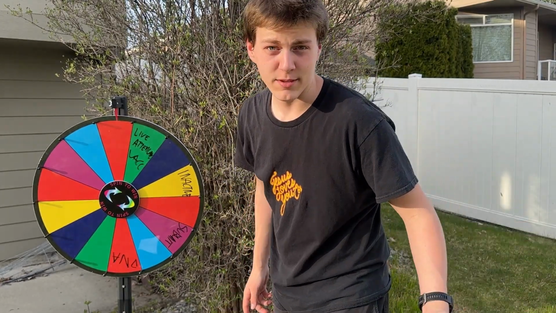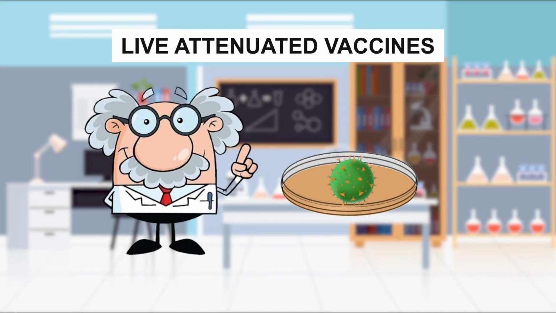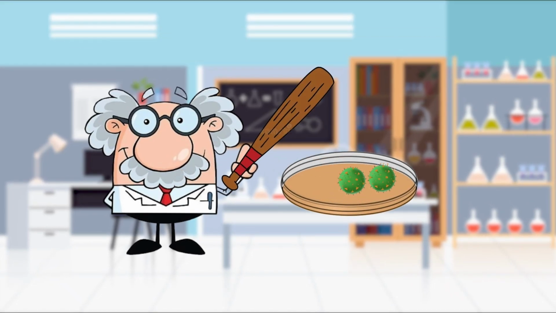And there are many different types of vaccines, the first one being live attenuated. Live attenuated vaccines are made by weakening a living virus or bacteria in a laboratory through repeated culturing.